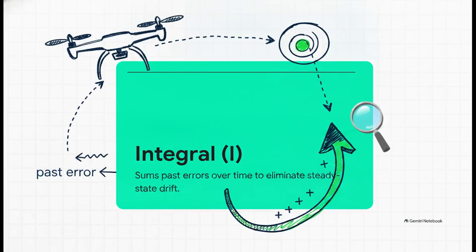But that proportional term isn't perfect. Sometimes it leaves a tiny, persistent gap between the drone and its exact target. And that is exactly where the I comes in, the integral term. Unlike the proportional term, the integral looks backward. It continuously sums up all those tiny past errors over time. So if the drone is just slightly drifting to the left for a few seconds, the integral term notices this steady-state drift, it builds up a corrective force and shoves the drone perfectly back to center. It literally remembers the past to fix the present.